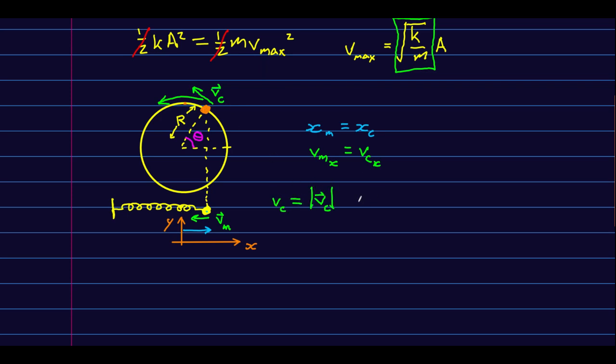Well, we already know a way of writing the speed of the thing going around in the circle. We've already seen way back when we looked at circular motion that it is 2 pi times the radius of the circle divided by the period.